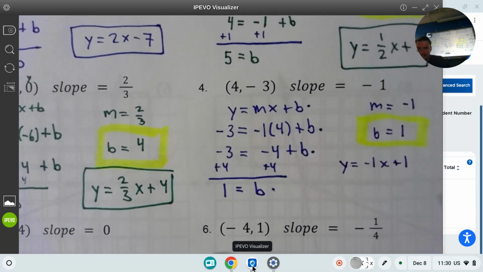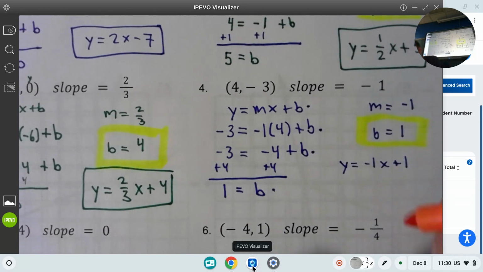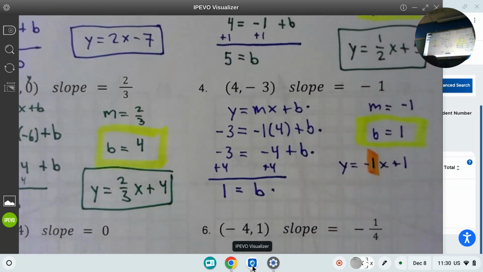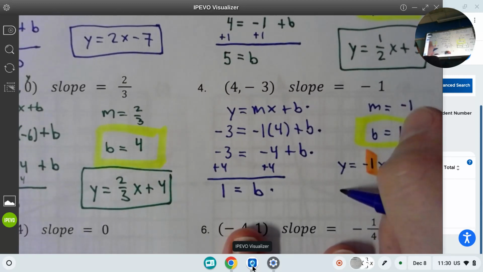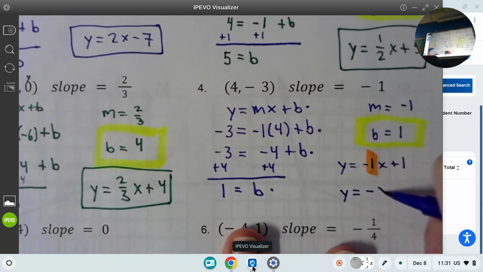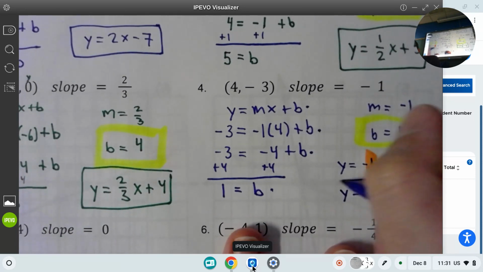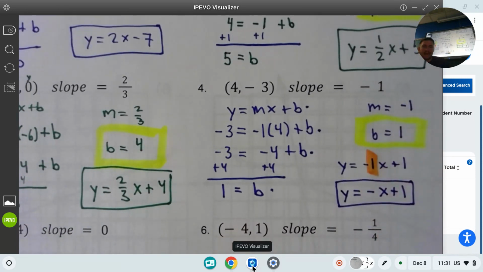Any thoughts on this one? No, never. Nice catch. Good job. This one in front of here, not good. That one is a useless piece of information. If I write -x plus 1, it's even better. It's even more streamlined. It's even simpler.